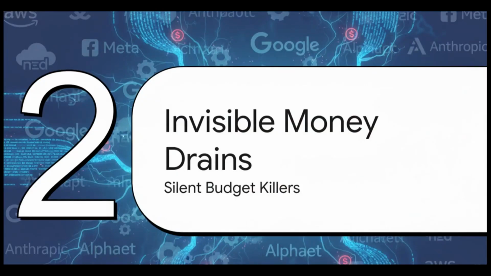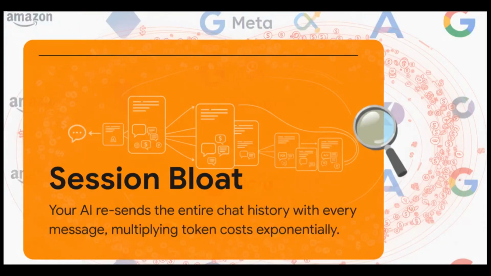See, most of your AI costs, they're not coming from the big, flashy things you're building. They're coming from these silent, invisible little processes just humming away in the background, absolutely murdering your budget one tiny API call at a time. Okay, so meet villain number one. I call it session bloat.